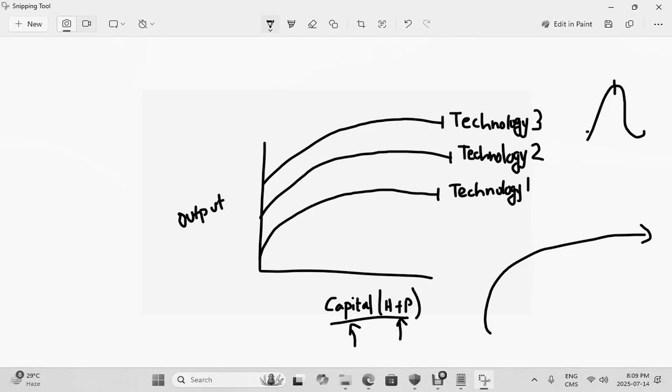The more you invest in human and physical capital, the higher the growth rate. However, this growth rate at some point will reach its peak, and at this point it will start falling down. So the economic growth rate will be much slower. We're talking about slow economic growth. Now, technology is a variable that changes the equation.